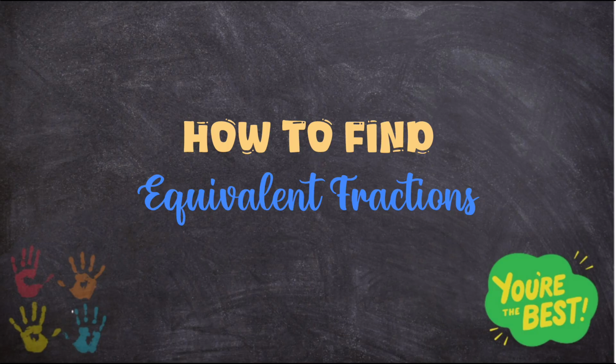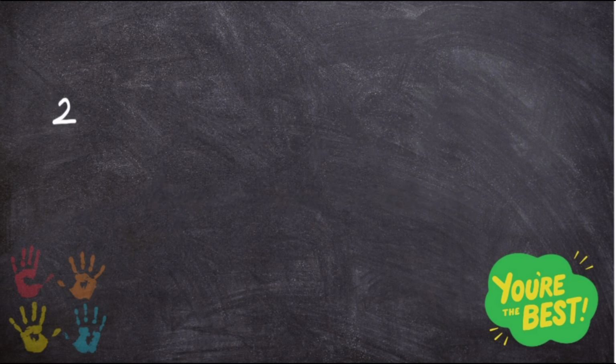So today we are going to learn the topic how to find the equivalent fraction for the given fraction. So first fraction I will take over here is 2 upon 3. Okay, so this is the fraction given to us and we have to find the equivalent fraction. So what are we supposed to do?